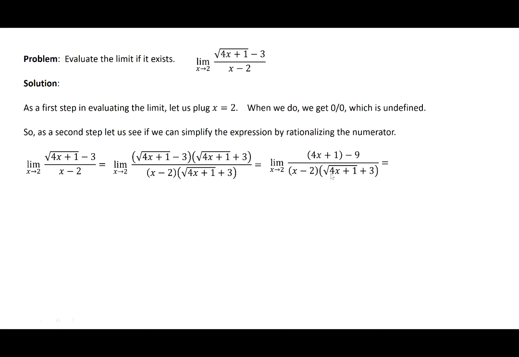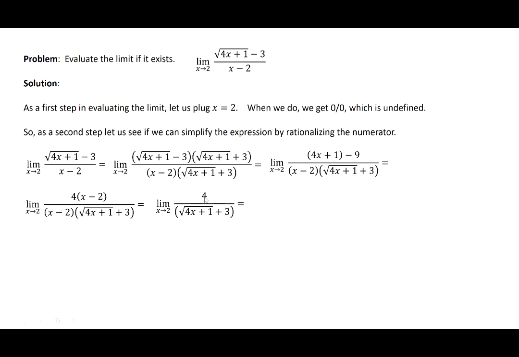Let's see. If you simplify the top, 4x plus 1 minus 9, does that become 4x minus 8? Now with 4x minus 8, can you factor a 4 out of that and write that as 4 times x minus 2? Yes. Now do the x minus 2 and x minus 2 cancel? Because we are taking the limit as x approaches 2, yep. So that simplifies to this. Now can you plug in 2 and see what happens?